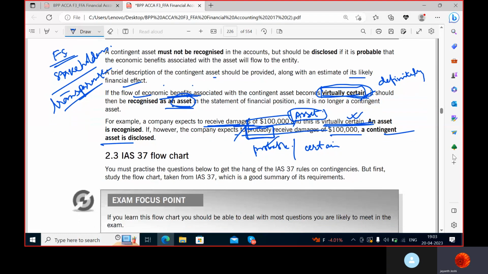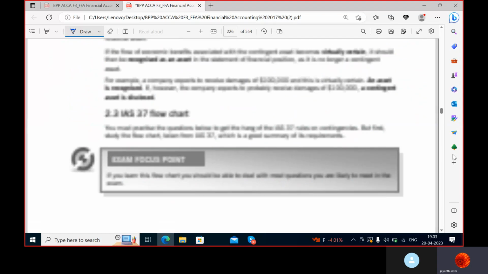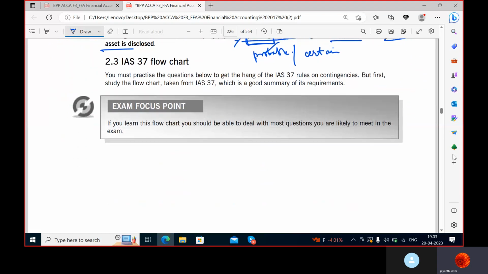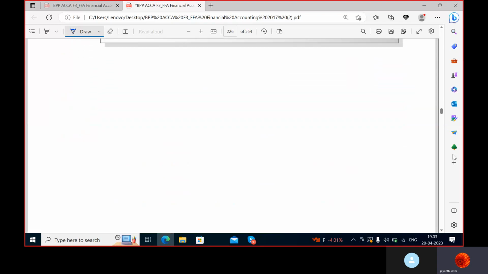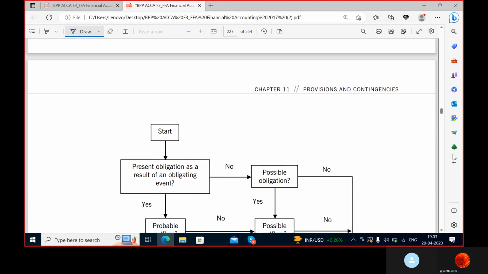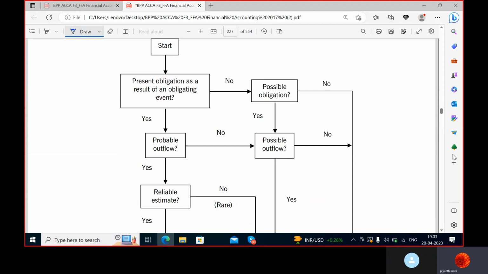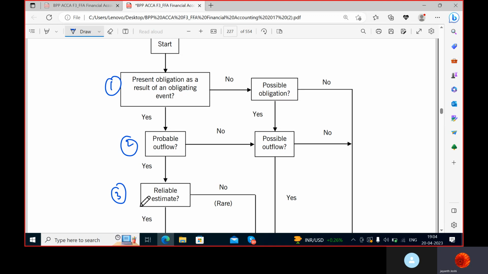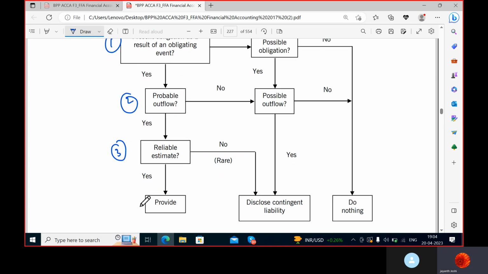Now, here a flow chart is also given about IAS 37. Whatever we have read is nothing but a recap of that. Three things are to be satisfied. First criteria, present obligation as a result of obligating events. Second criteria, probable outflow of future economic benefits. Third criteria, we can make a reliable estimate of that. If all three are yes, we show it as a provision.